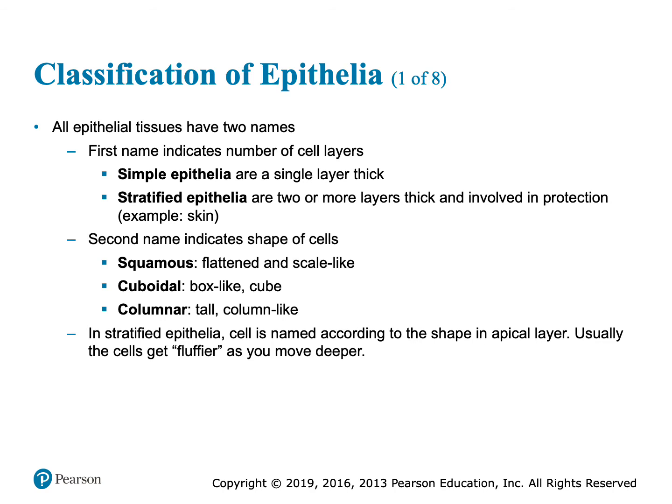Okay, so after the layered part, what does the cell actually look like? Part two of the name is going to be like columnar. And it was a column, was it not? Cuboidal is going to look like a square, like a cube. Squamous means scale, so it's going to be flat.